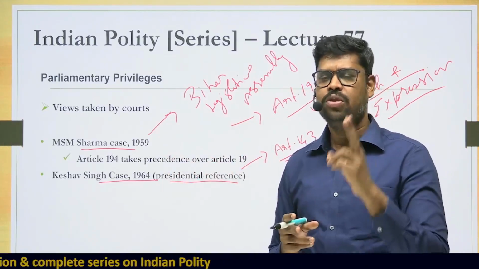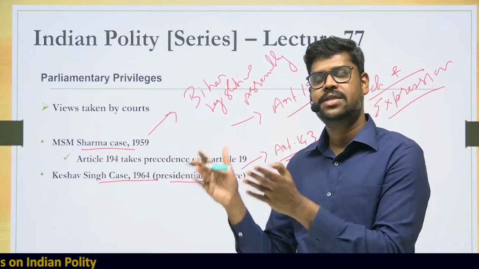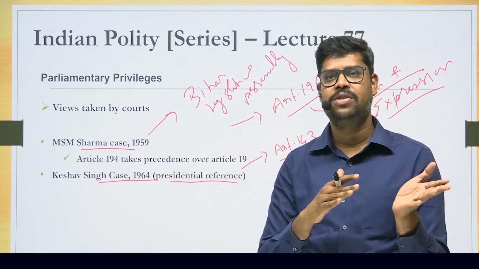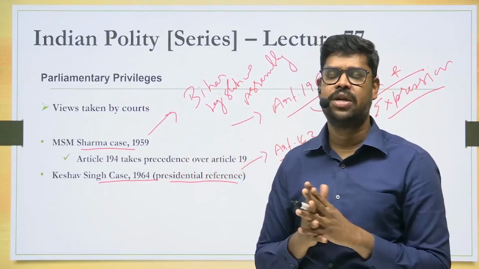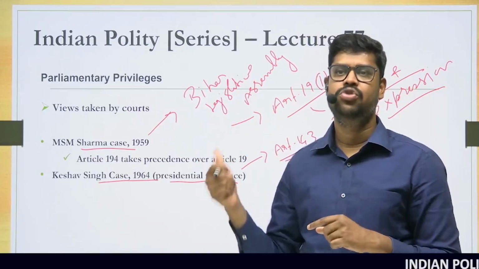So two things importantly came out: the fundamental rights were given precedence over the parliamentary privileges, and at the same time the Supreme Court said that the exercise of parliamentary privileges by the legislature is subject to judicial review.